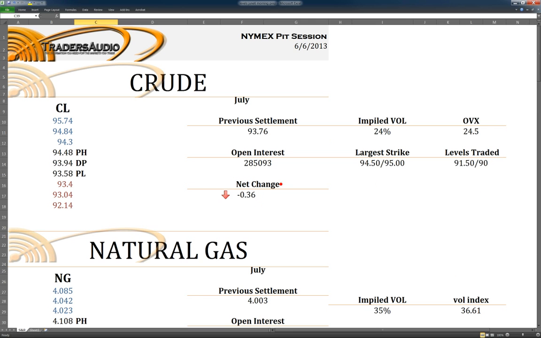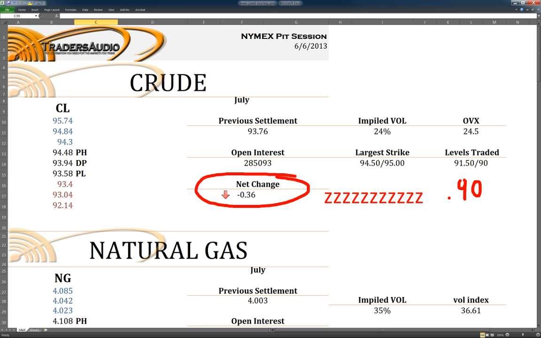Guys, net change from yesterday: negative 36 cents. It was a very, very low day. And keep in mind, guys, we had a 90-cent trading range altogether. It's nothing. Guys, those large strike levels I was mentioning, those 94 halves and those 95 evens, those were on the call side about 2,000 times, 2,200 each in July and August.